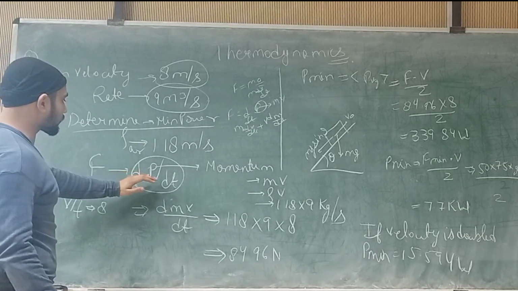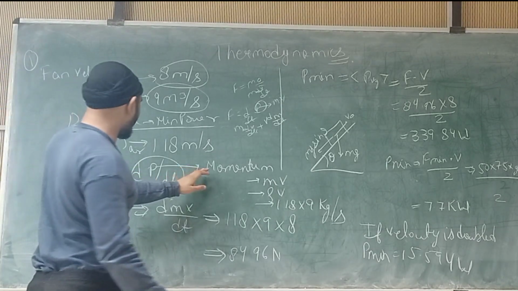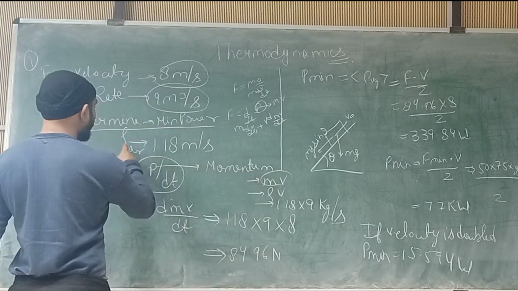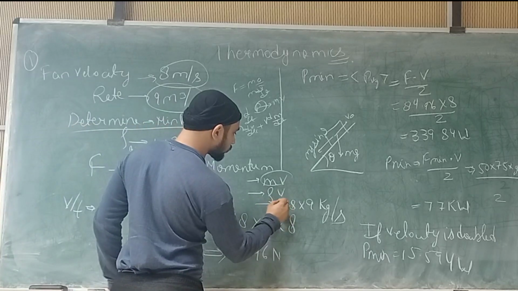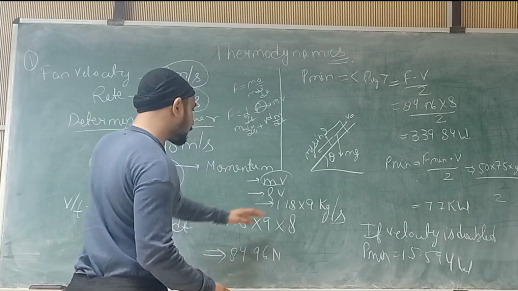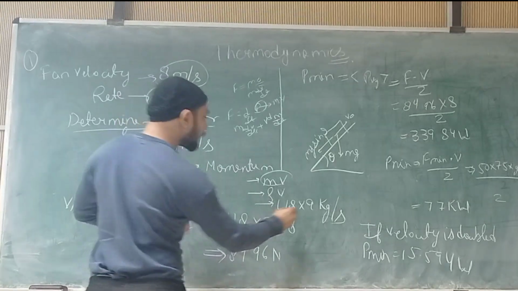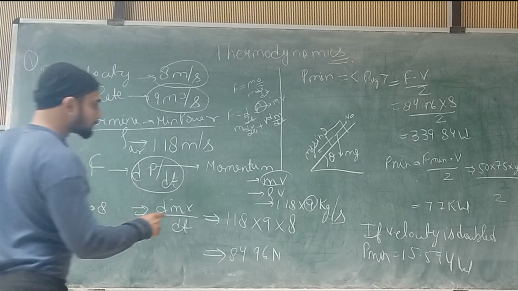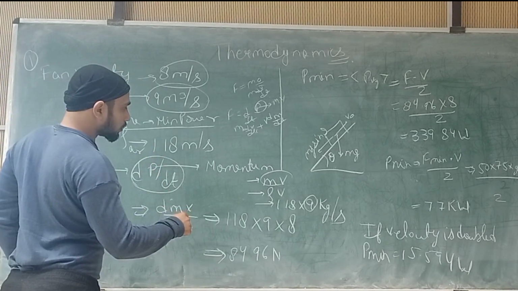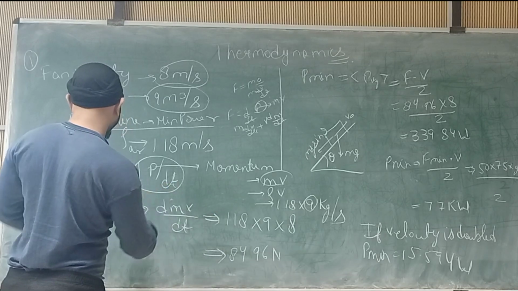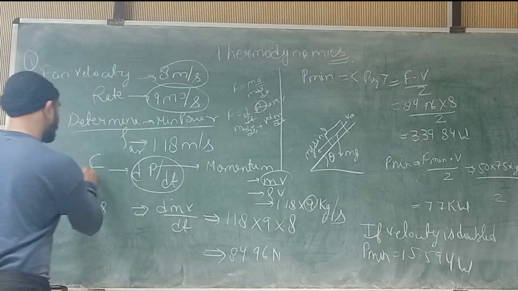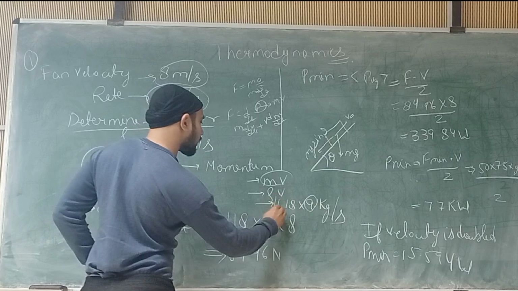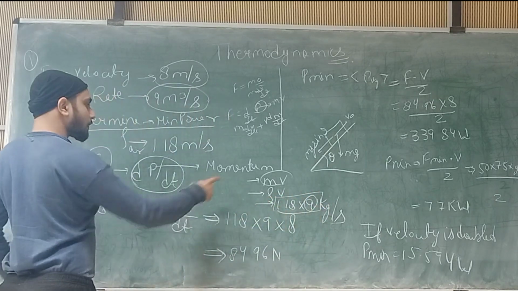So the initial formula is: force F is equal to the rate of change of linear momentum dp by dt, and p was the momentum, mv. Here the mass is not given, but the density is given, so rho into v. 1.18 was the density of the air, and 9 was the rate which was given. So this is the force, 1.18 into 9.